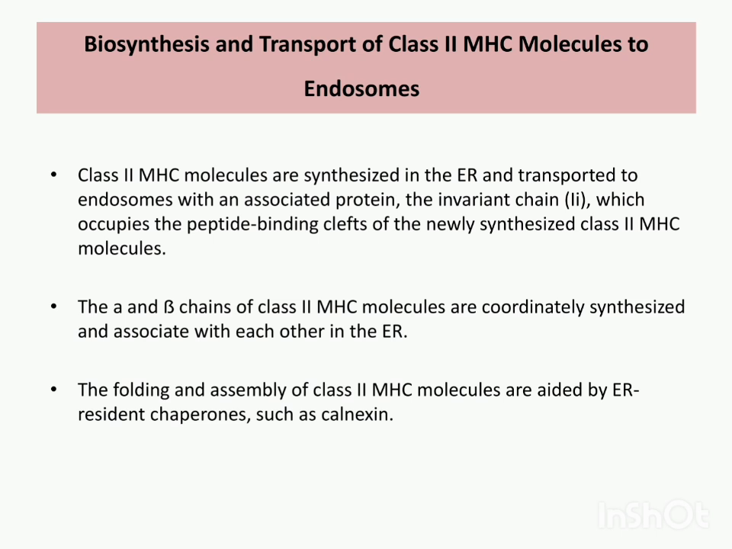Class II MHC molecules are synthesized in the ER and transported to endosomes with an associated protein, the invariant chain, which occupies the peptide binding clefts of the newly synthesized class II MHC molecules. The alpha and beta chains of class II MHC molecules are coordinately synthesized and associate with each other in the ER. The folding and assembly of class II MHC molecules are aided by ER-resident chaperones, such as calnexin.